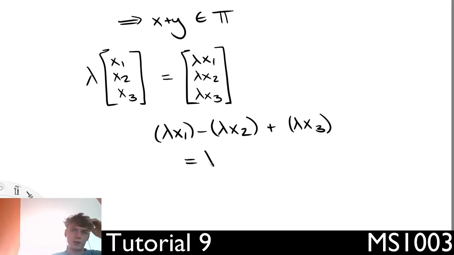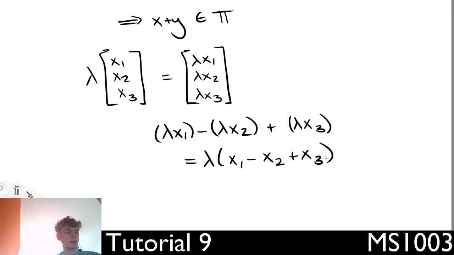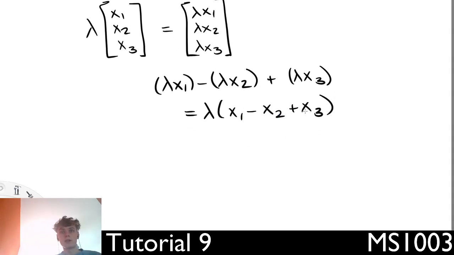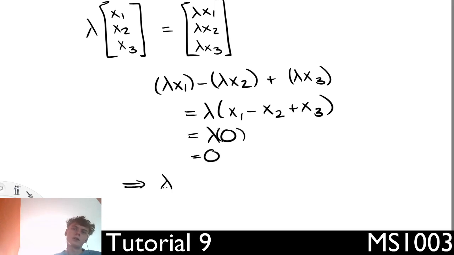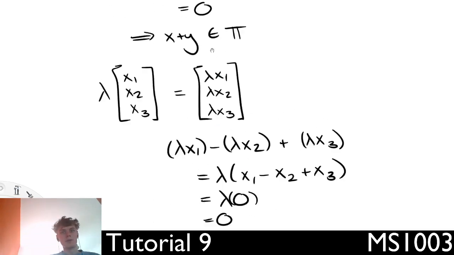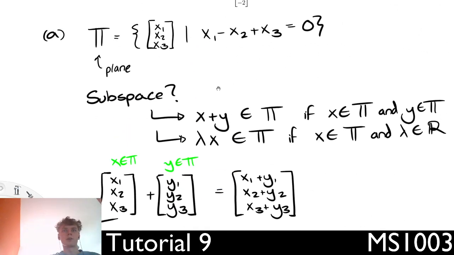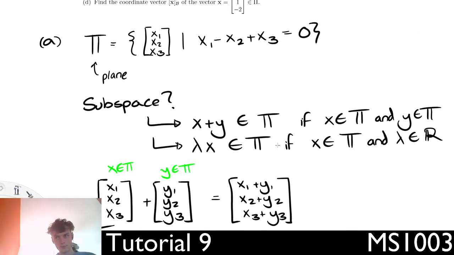Well, the first thing I can do is factor out a lambda from everything: x1 minus x2 plus x3. Exactly like this. And again, I know x is in the plane, so this thing has to be 0. So it's lambda times 0, which is 0. Therefore, lambda x is in the plane. And we've checked both of these conditions for the plane to be a subspace. And so that's part A done.